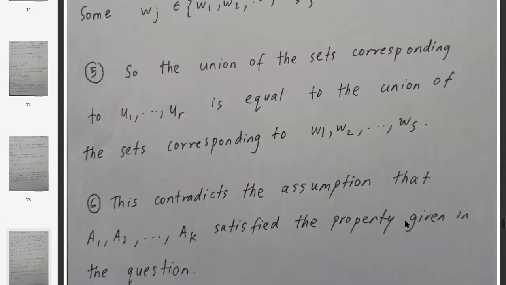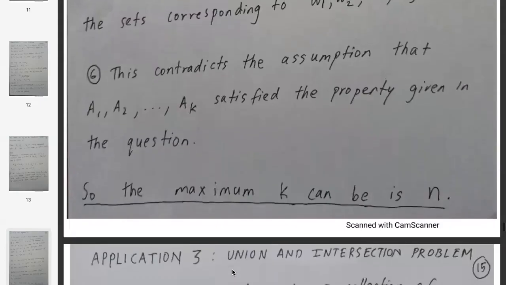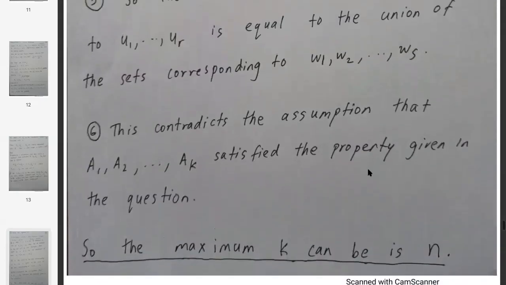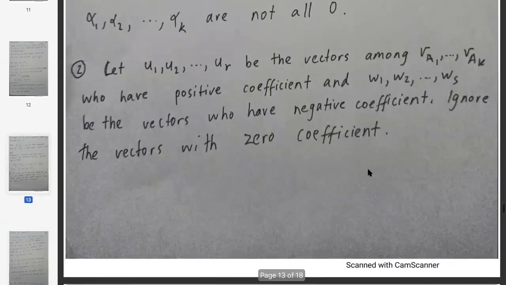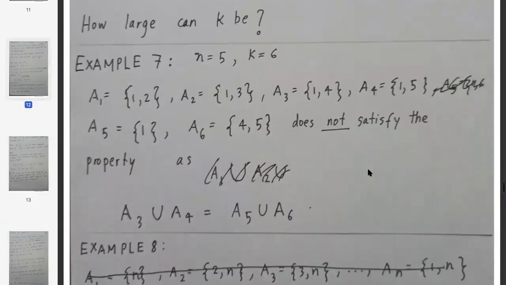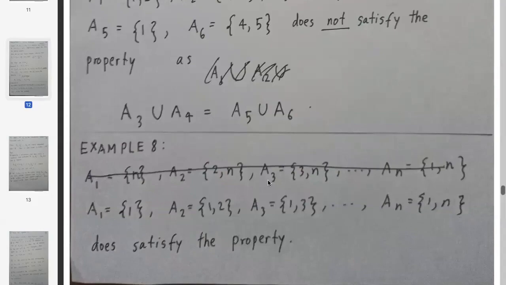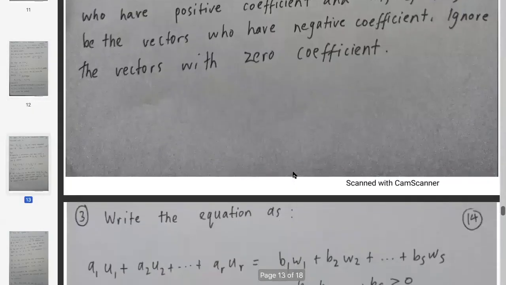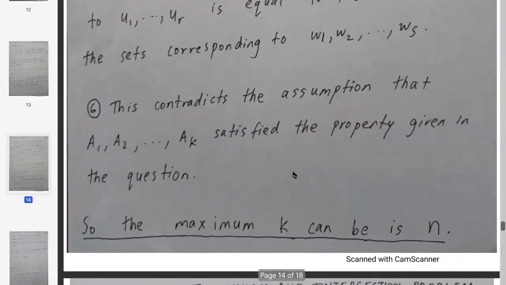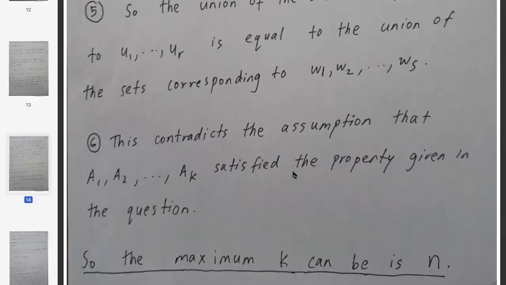And this contradicts the assumption that the sets we started with, a1, a2, ak, satisfied the property given in the question, meaning we could form two non-trivial groups where the unions were the same. Okay, so this proves that k is less than or equal to n. Okay, and we also give an example, example 8, where I've demonstrated n sets. So n is the correct answer. The maximum k can be is in fact n.